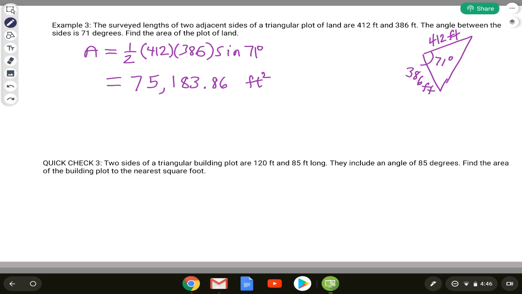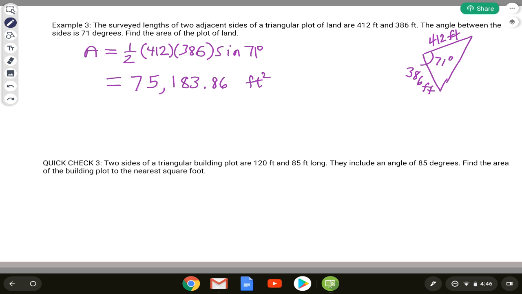No. Okay, I got something different the second time. Let me try that again. So I'm multiplying sine of 71 times, I'm going to multiply it the other way this time to see what I get, times 386 times 412, and then dividing by 2. Oh, I got the same thing that time. The second time I did it, I must have plugged something in wrong. So be careful as you're putting things into your calculator, because it's really easy sometimes to enter it wrong or not put parentheses where you need to, or something that will throw your answer off a little bit.